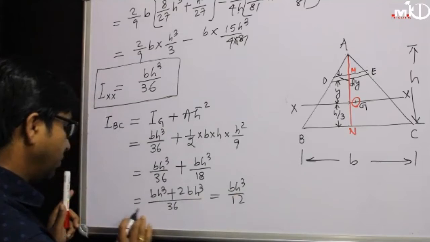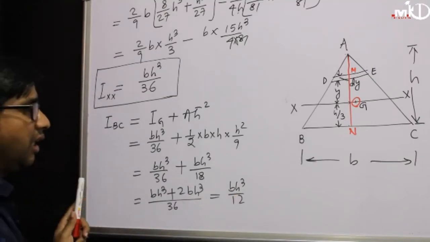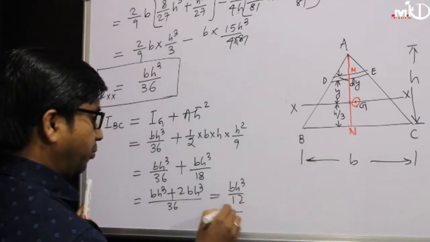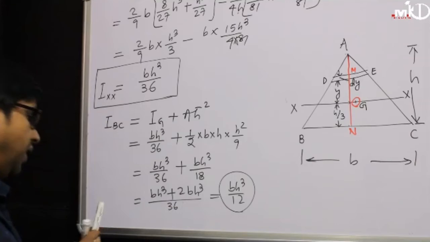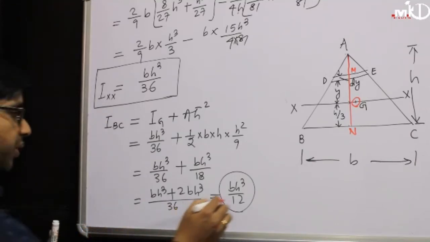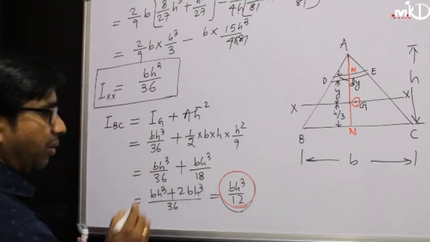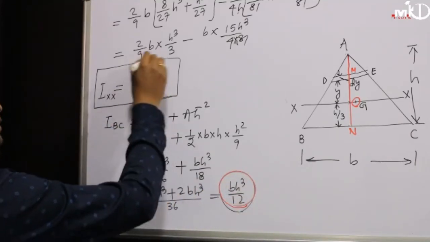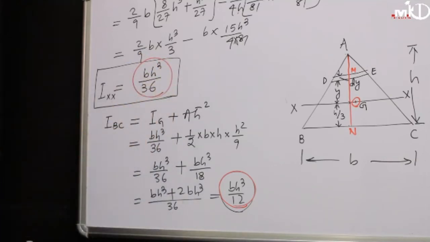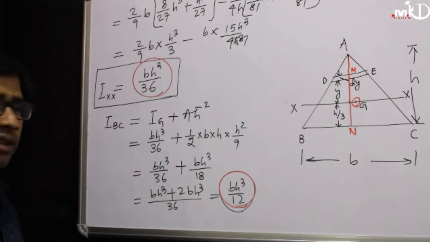So remember this value: the moment of inertia of a triangle about its base is b h cube by 12. Very important formula you have to remember. B h cube by 12 is the MI about the base, b h cube by 36 is the MI about the centroidal axis. So this is all about the derivation of MI of a triangular section.